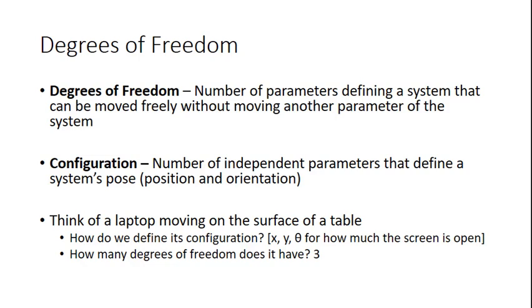And we need to know that information, right? Because the screen of a laptop is really important. So if we wanted to talk about the laptop as a whole, we would want to consider all the points that make up the screen. And if we don't know the rotation value for how much the screen is open, then we wouldn't be able to compute any information about it. So we have to include that as part of the configuration.